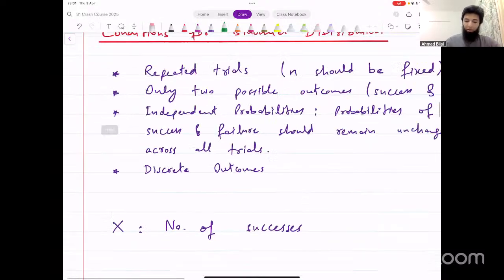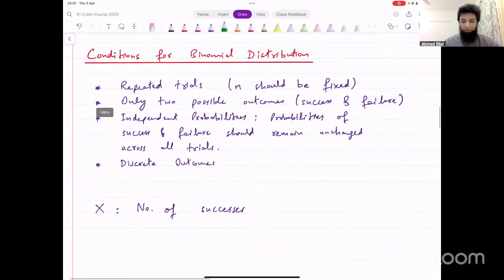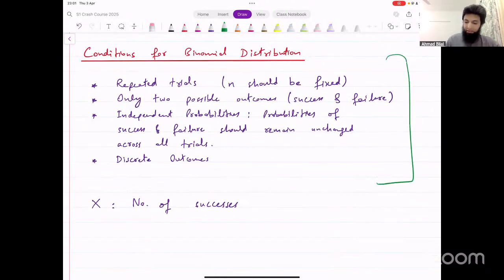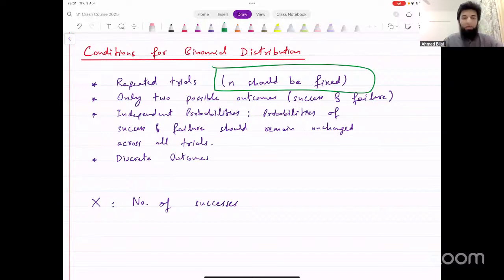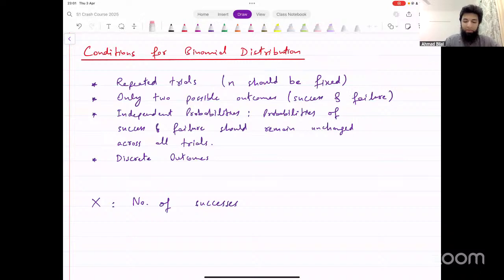Now, that's not enough. Then you have to make sure that these conditions are satisfied, and then you can use binomial distribution. What are the conditions? There should be something repeating, and the number of times that it is repeating should be fixed. It should not be something that goes on forever, a repetition that just continues for however many times it can. It should be some finite number. It should be some fixed number.